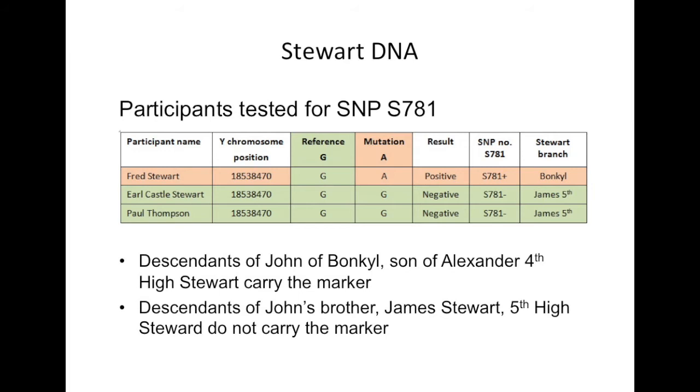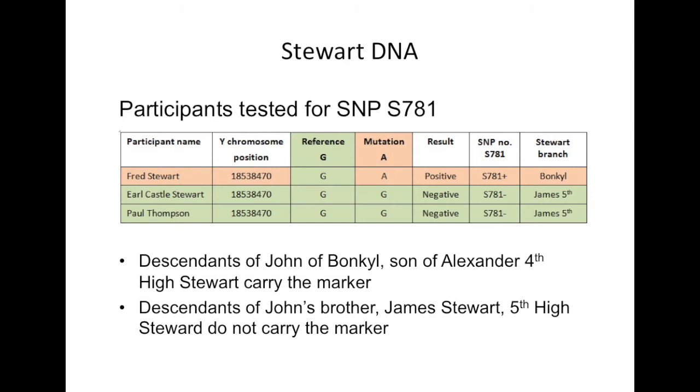So you'll see that in the second column here we have the Y-chromosome position. So that was at that position on the Y-chromosome this SNP occurred. And Fred Stewart changed from a G to an A. And so he tested positive for the SNP, which was named S781. And we're going to talk a little bit more about S781 later. And that shows that he descended from the Bonkel line of the Stewarts.